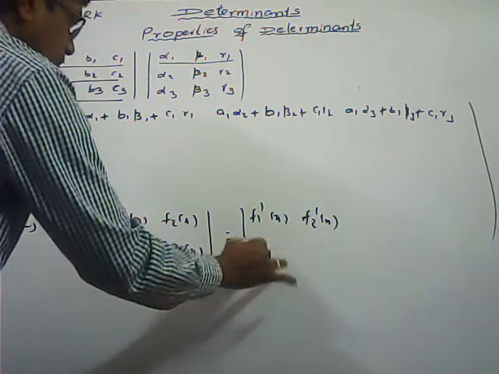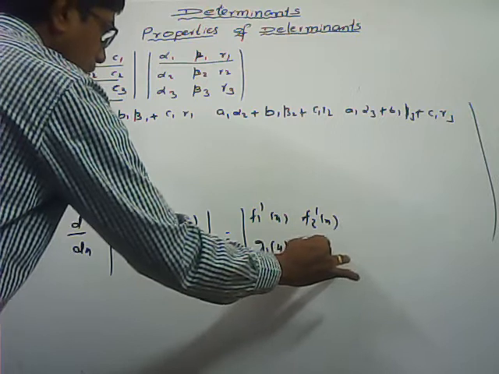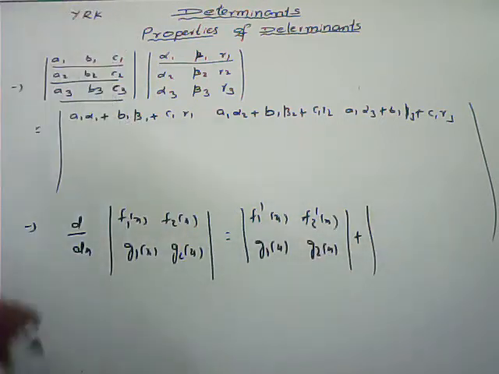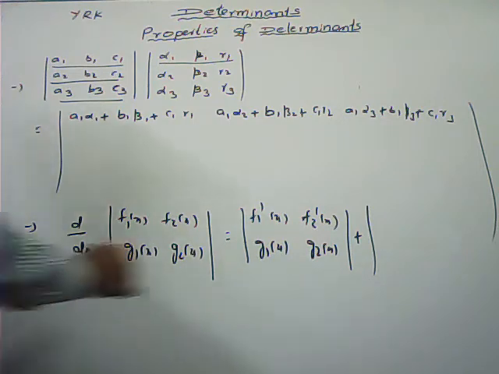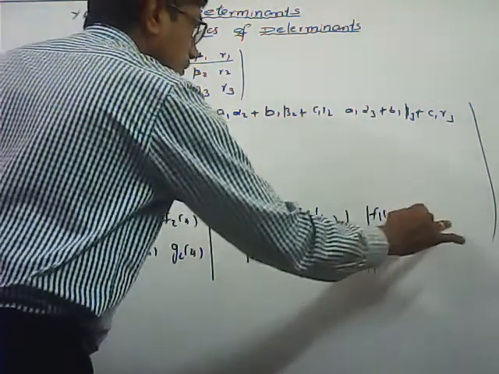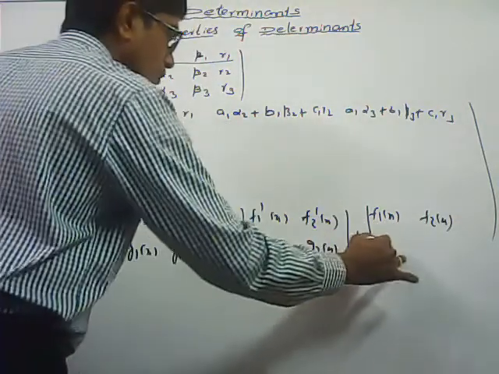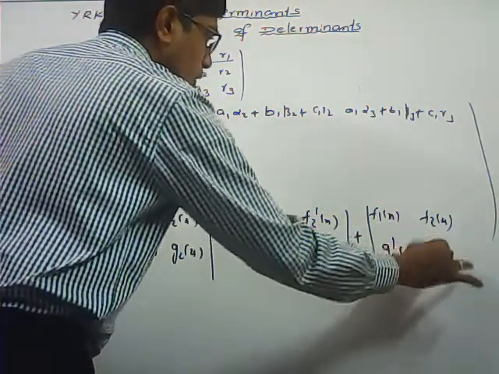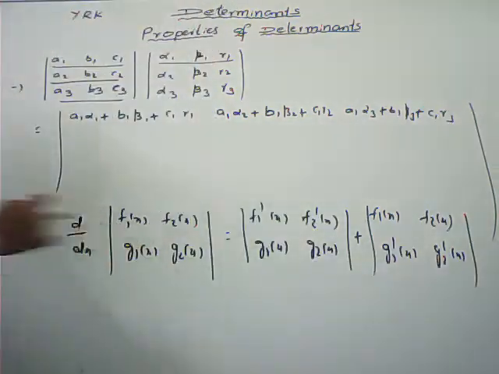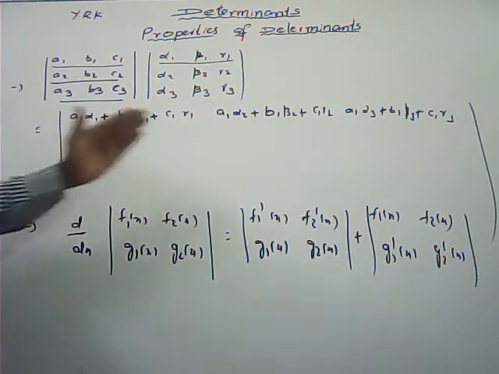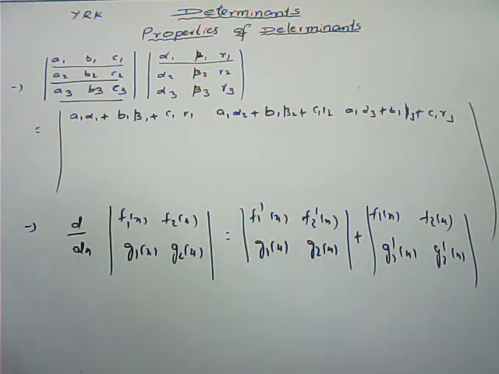Keep the second row same, g1 of x, g2 of x, plus. Now keep the first row the same, and here we have to differentiate the second row, g1 dash of x, g2 dash of x. If 3 by 3 is given, first we differentiate the first row, keeping the remaining two rows the same, plus. Now keep the first and third the same and differentiate the second row, plus. Keep the first two rows the same and differentiate the third row, every element.